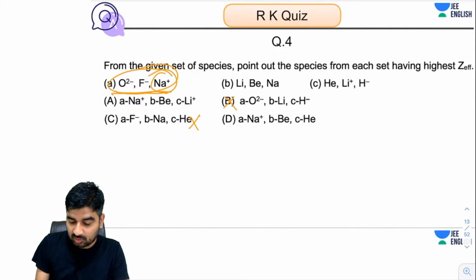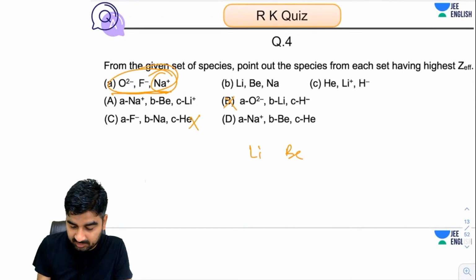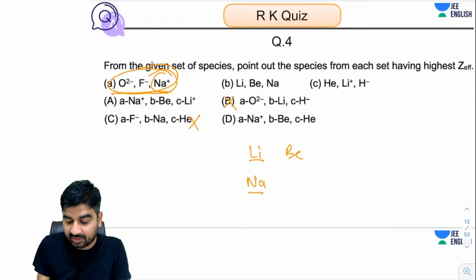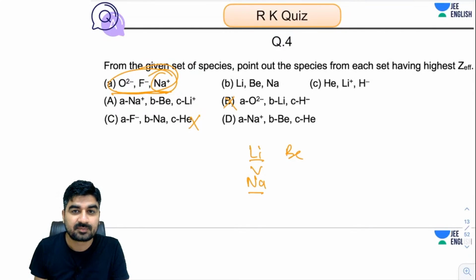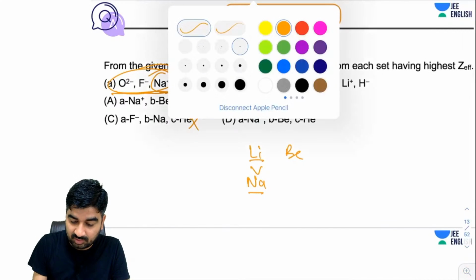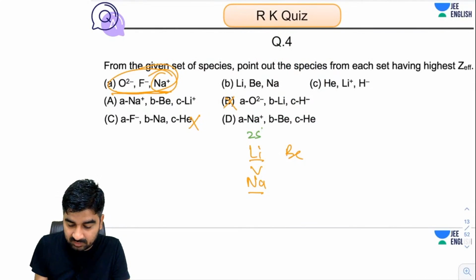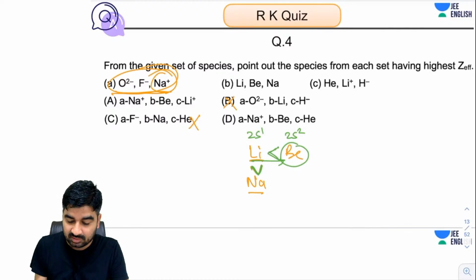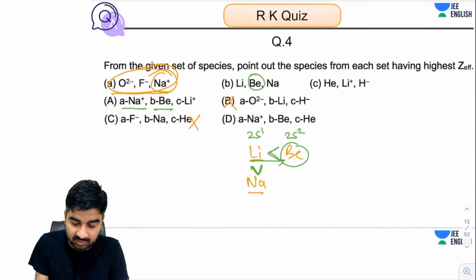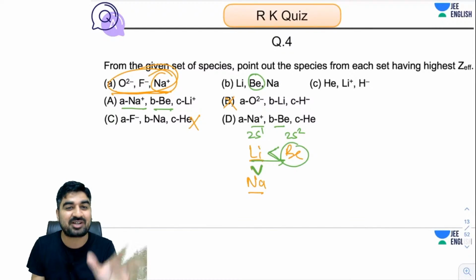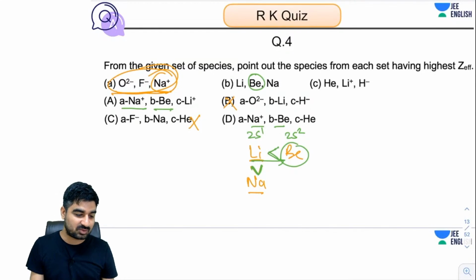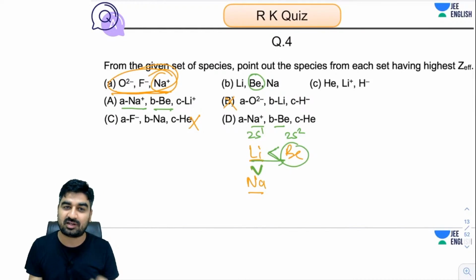Okay, let's see it. If we compare Li, Be and Na: in Li and Na, Li will have more Z effective because of smaller size. Now if I talk about Be, its configuration is 2s2, compared to Li's 2s1. We are moving left to right, so Be will have more. So if we set the order, then Be will be the answer. So Na and Be in option D. Again we have to check it for the third option also.